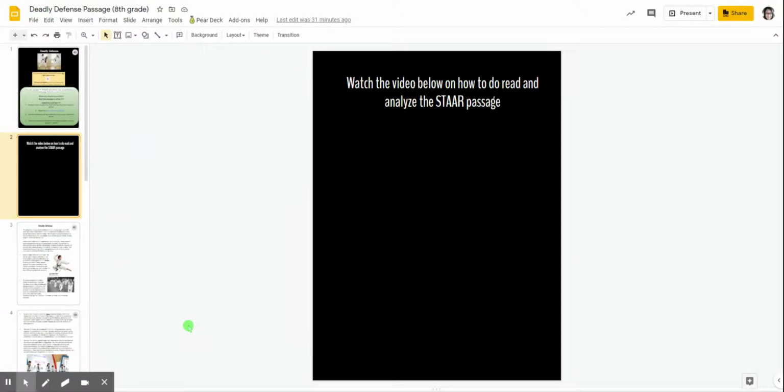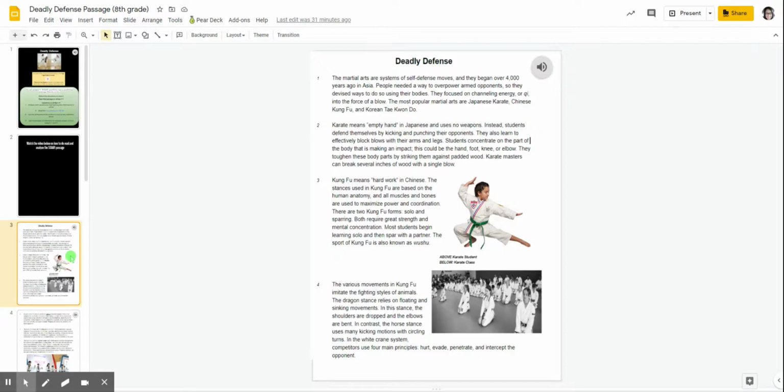All right, for this assignment for the deadly defense passage, I'm going to give you directions real quick of the expectations of what you're going to do and how to analyze each question, similar to how you're going to do it on Online STAR. So as you go to slide 3, you have 4 paragraphs over the first page of deadly defense.